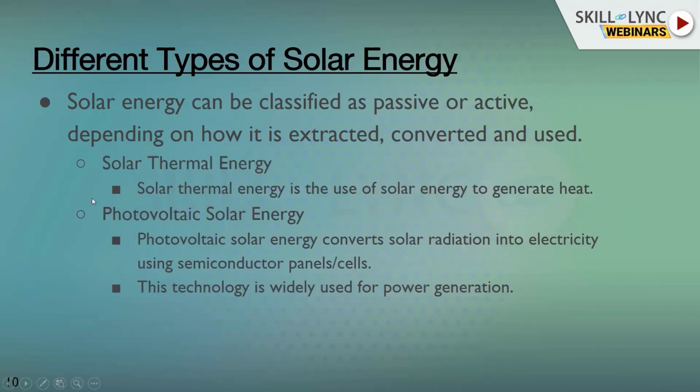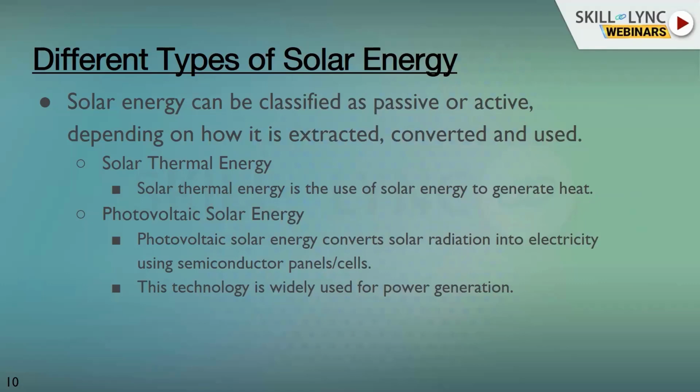Solar thermal energy uses solar energy to generate heat. It uses sources like mirrors, which absorb the sunlight and turn it into heat. That heat you can use for hot water, for cooking, and for many other heating applications. You can also use solar thermal energy to generate electricity, and you can store that heat to generate electricity at night too. That is another concept, CSP, concentrated solar power.